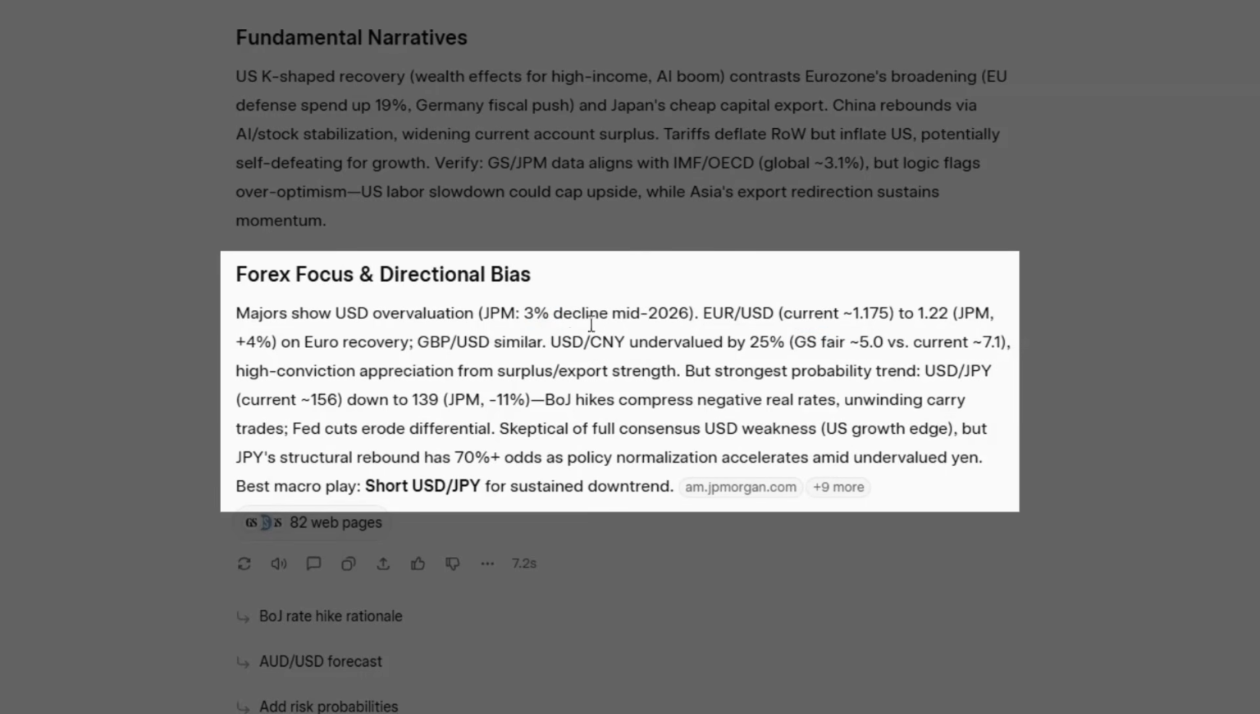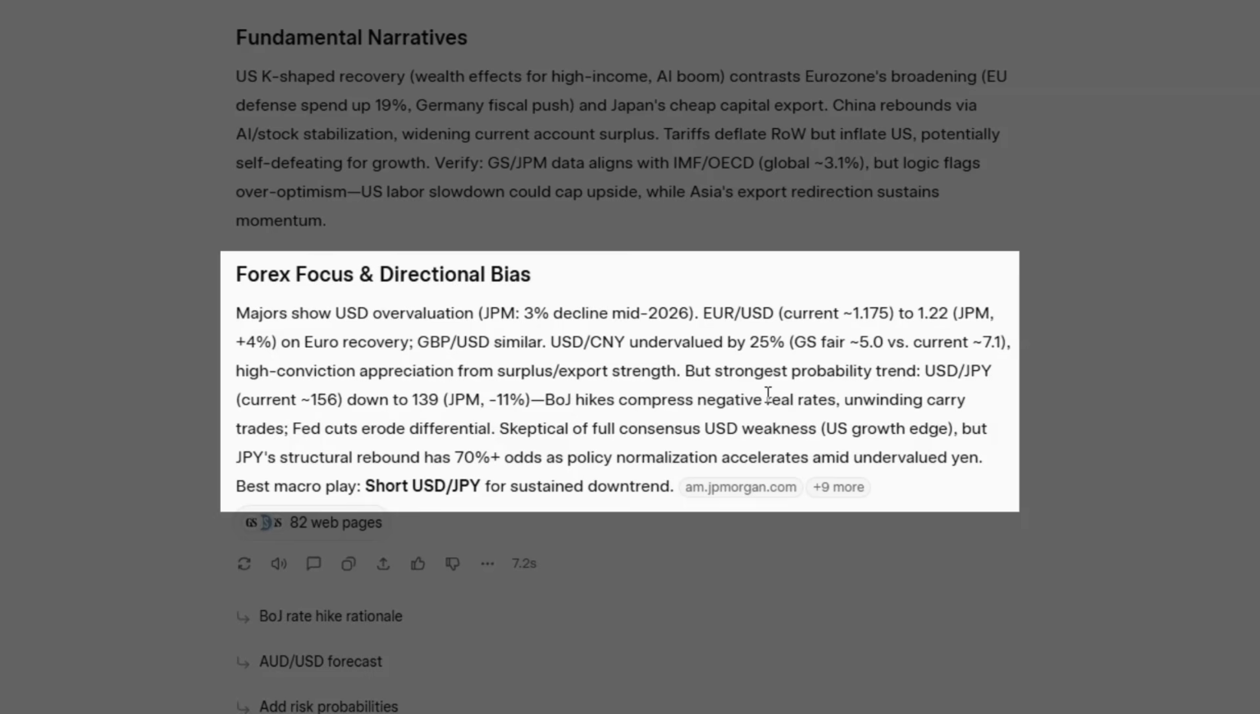Goldman Sachs thinks the dollar against the Chinese yuan will go to 5.0, it's currently at 7.1. If you understand a little bit of macro, you understand that if the Chinese yuan strengthens this much, the dollar weakens pretty much across the board. High conviction appreciation, but the strongest probability trend is USD/JPY, currently 156, down to 139. Bank of Japan hikes, compresses rate differentials, unwinding carry trades, Fed cuts erode the differential, that's absolutely true. Best macro play: short the dollar against the Japanese yen for a sustained downtrend.